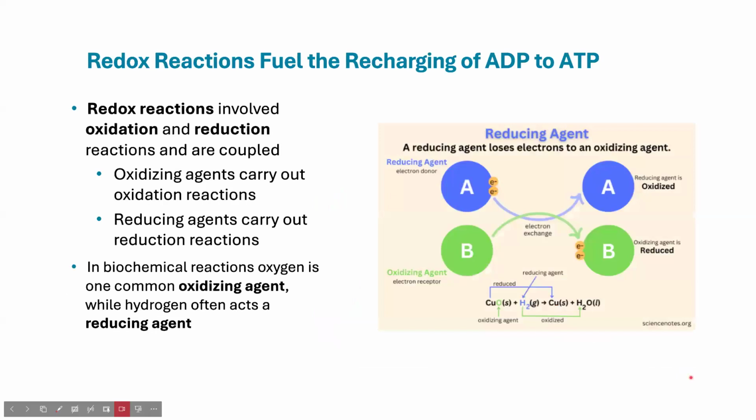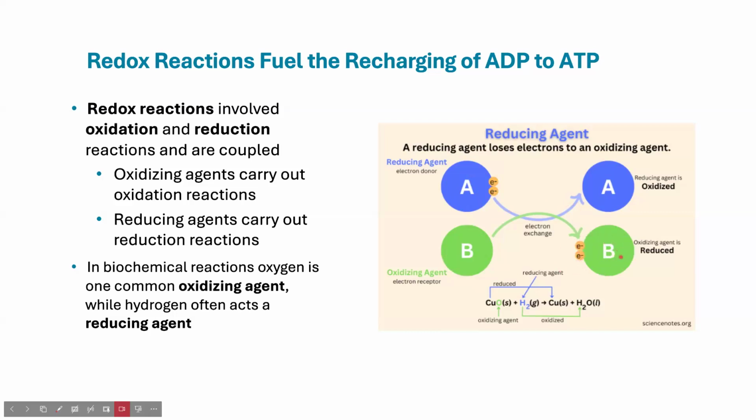So to take that a step further, we have reducing agents and oxidizing agents. And so the reducing agent is going to be the electron donor. And then the oxidizing agent is going to be the electron acceptor. Now, what that means is that the reducing agent starts with extra electrons, and then it ends in an oxidized form. Now, the oxidizing agent starts with fewer electrons, and then it is reduced to then gain electrons.